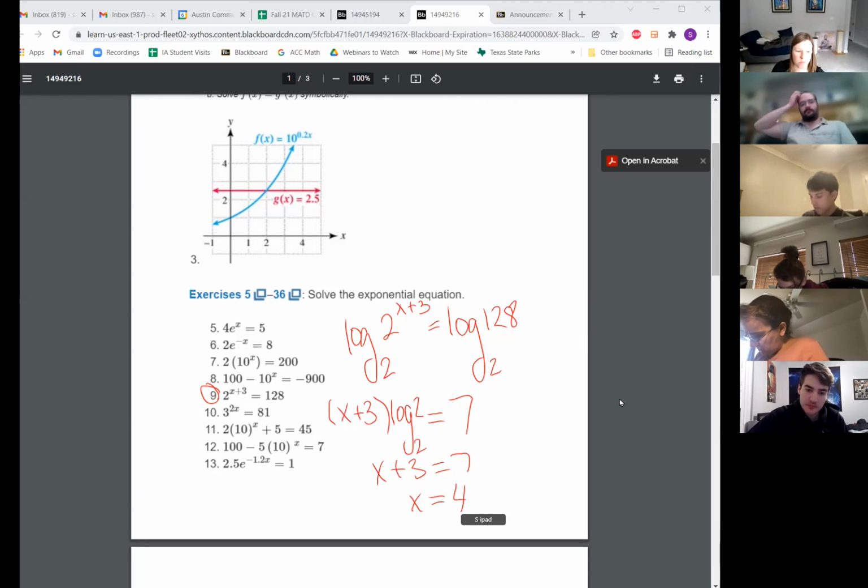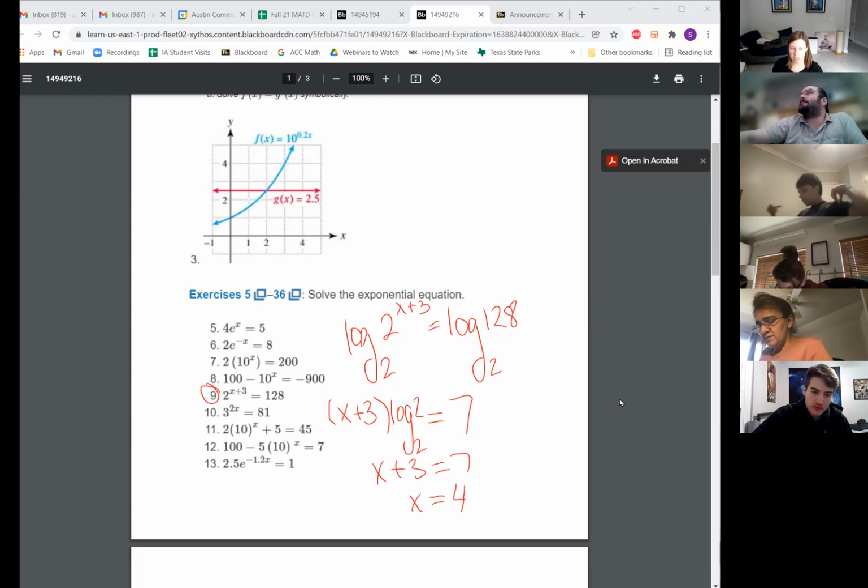Okay. Did anyone do it a different way? We get 4? I did the same way. Same way? Yeah, I did it the same way. I think it's the only method we can solve it. Well, you could have made the 128 have a base of 2, because I think Joshua was saying 2 to the 7th power, right? 2 to the 7th power is 128. So you could have set them equal and made the right side 2 to the 7th power, which means the exponents would be the same. That's another way to do it.